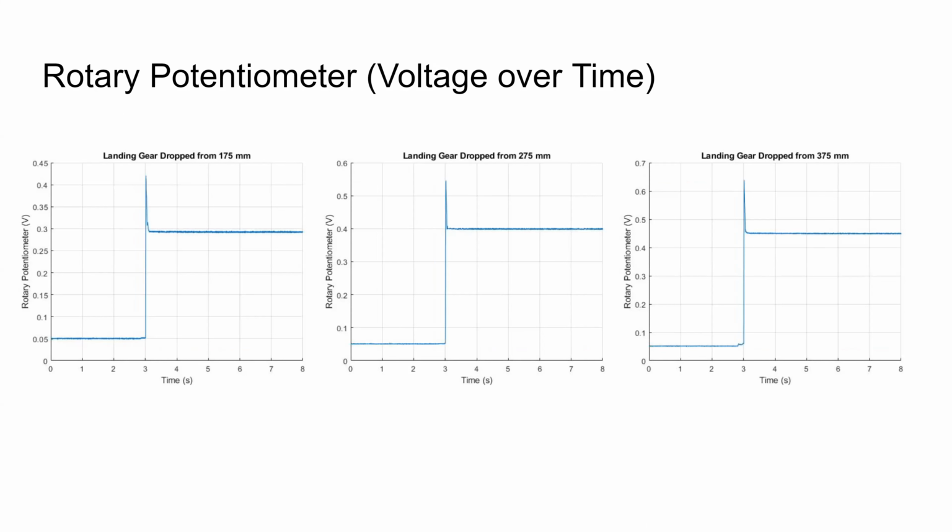Here we have the voltage over time for the rotary potentiometer. The voltage readings from the potentiometer start low, then a peak occurs around 3 seconds, and finally it drops to a different, higher voltage. This makes sense since the voltage corresponds to the angular displacement of the landing gear. The starting voltage should be different when held in the air, and the peak is explained by some spring motion of the piston arm as it hits the table. And then finally, the landing gear lands and sits at the table at a static angle. Next slide.